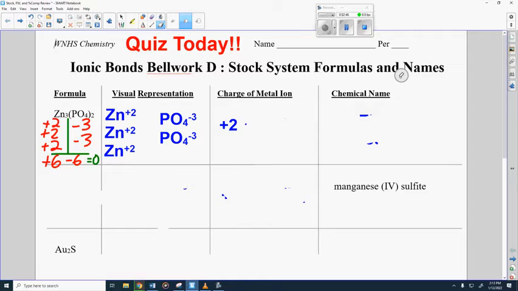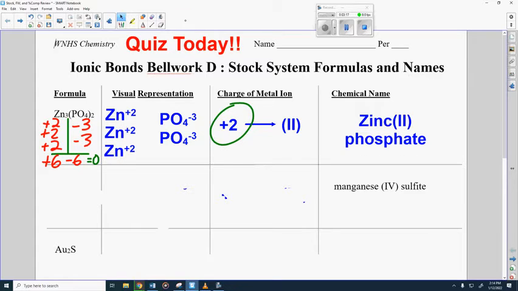And just as a friendly reminder, you only need to write +2 if this were your quiz. But just to remind you, that's Roman numeral 2. The only thing you actually have to write down for an answer would just be this +2 right there. And so lastly, what are we going to call this guy? Well, we're going to call it zinc. We can't just say zinc because zinc's charge can change all the time. Which zinc are we talking about? We're talking about the +2 version, and then phosphate.